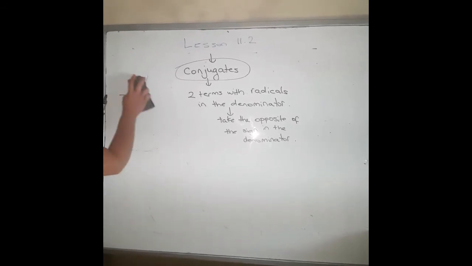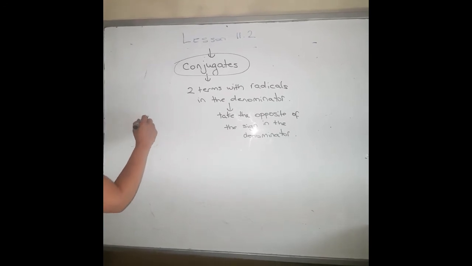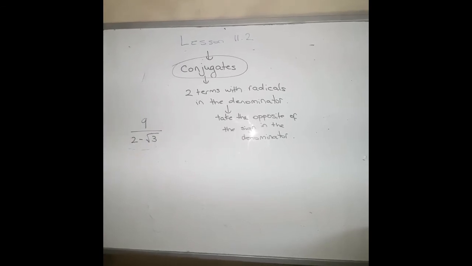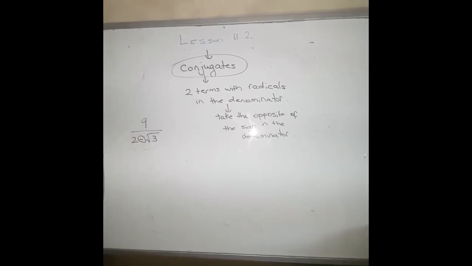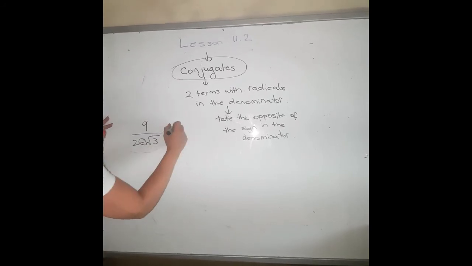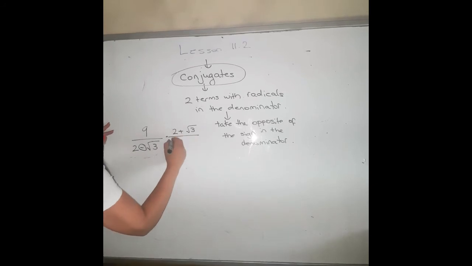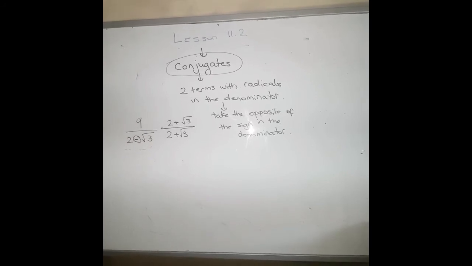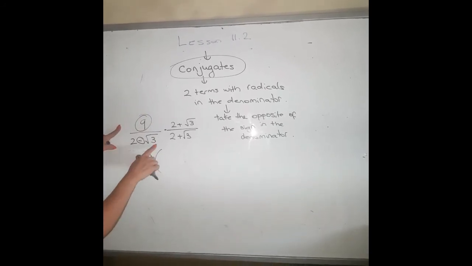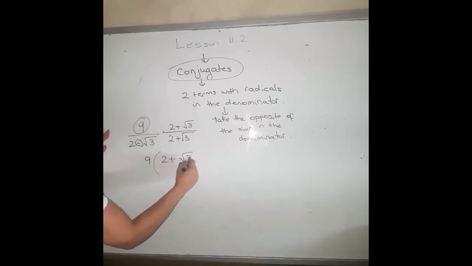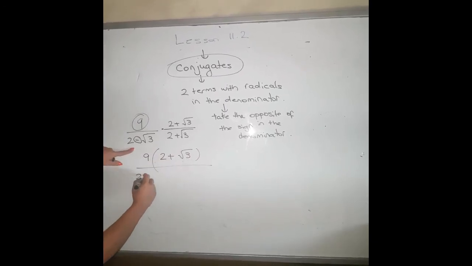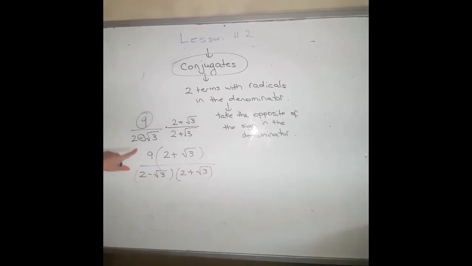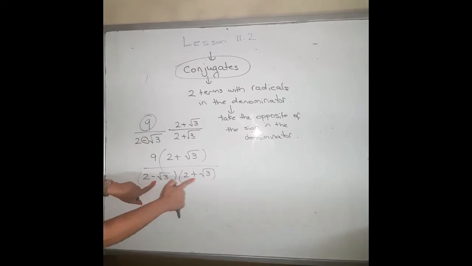I have the first example, 9 over 2 minus radical 3. My terms in my denominator are 2 and radical 3. What's my sign? A minus sign. So I take the opposite of it, which is a plus. I multiply 2 plus radical 3 over 2 plus radical 3. I multiply both the numerator and denominator. Now what do I have? I have 9 times the parenthesis 2 plus radical 3, over 2 minus radical 3 times 2 plus radical 3. What is my goal in conjugates? That I get rid of my radicals in my denominator.